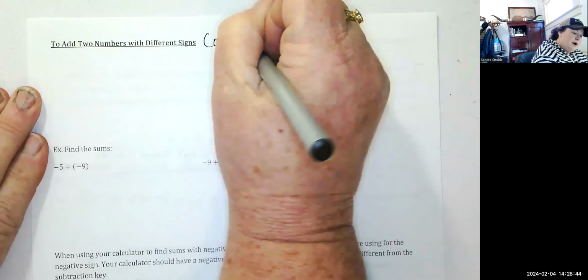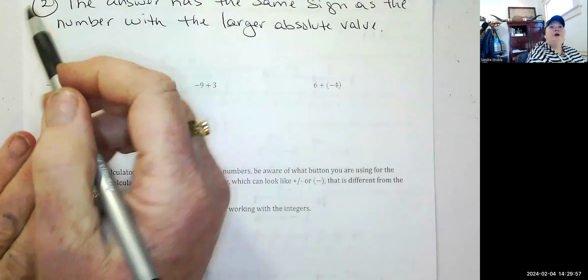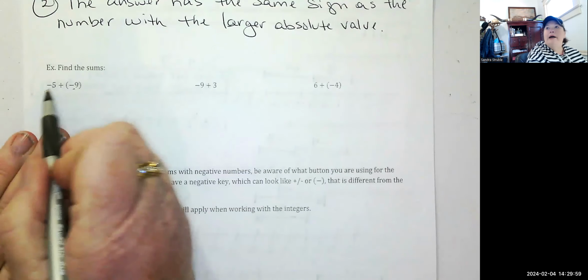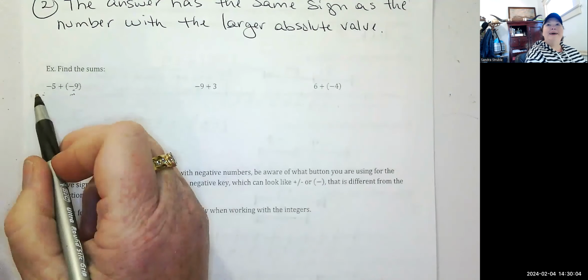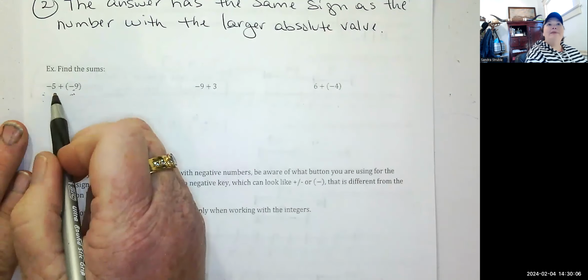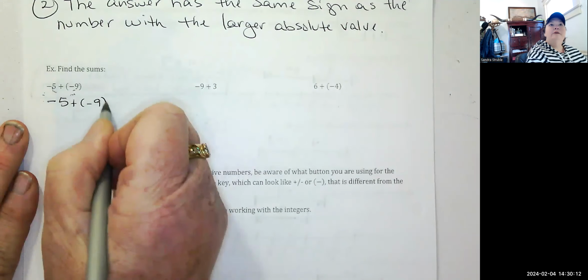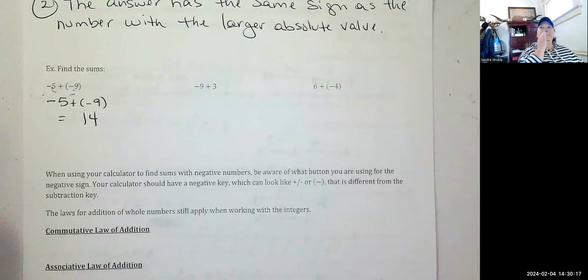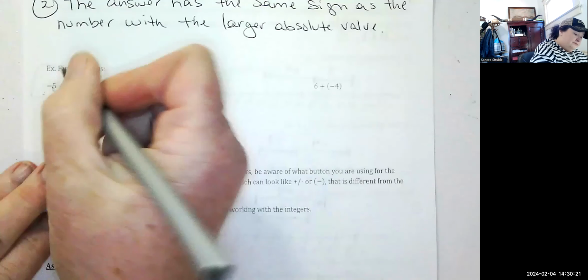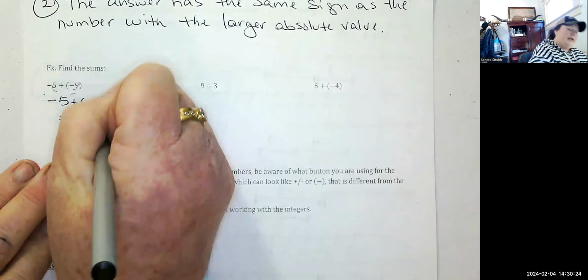Now, here's an example of some different things we're going to deal with. These two have the same sign. They're both negative. So in the first one, it says when they have the same signs, we add the numbers. So I'm going to rewrite it, -5 plus -9. 5 plus 9 is 14. But then we take the sign that they have in common. So the answer is -14.